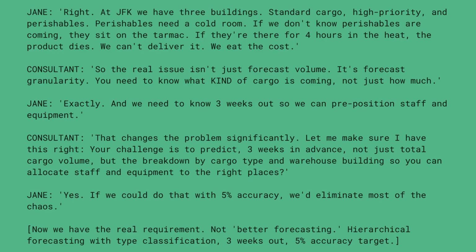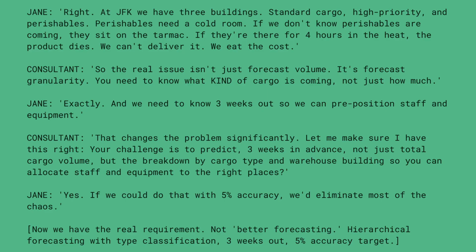So the real issue isn't just forecast volume, it's forecast granularity. You need to know what kind of cargo is coming, not just how much. Jane says exactly. And we need to know 3 weeks out so we can pre-position staff and equipment. That changes the problem significantly.